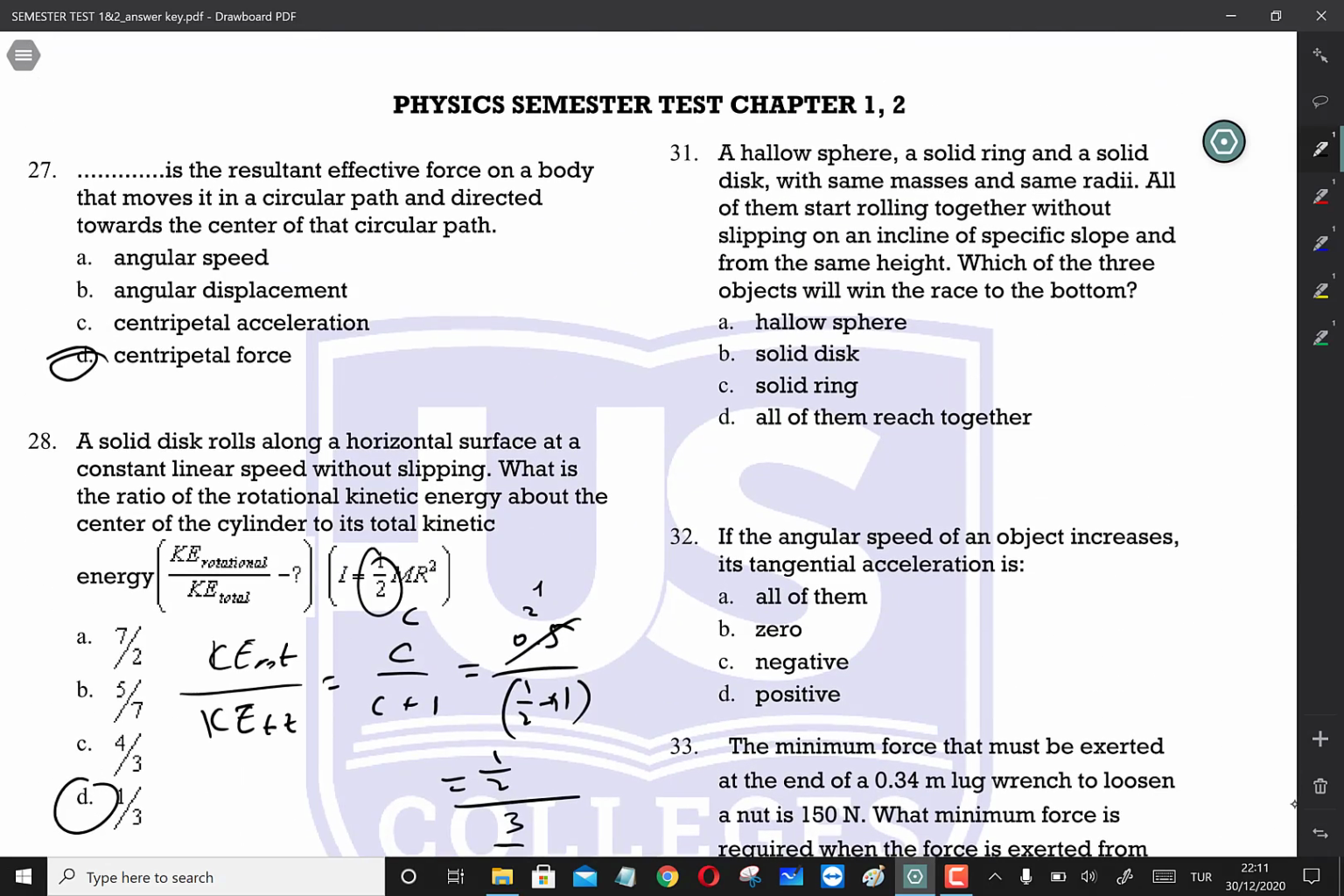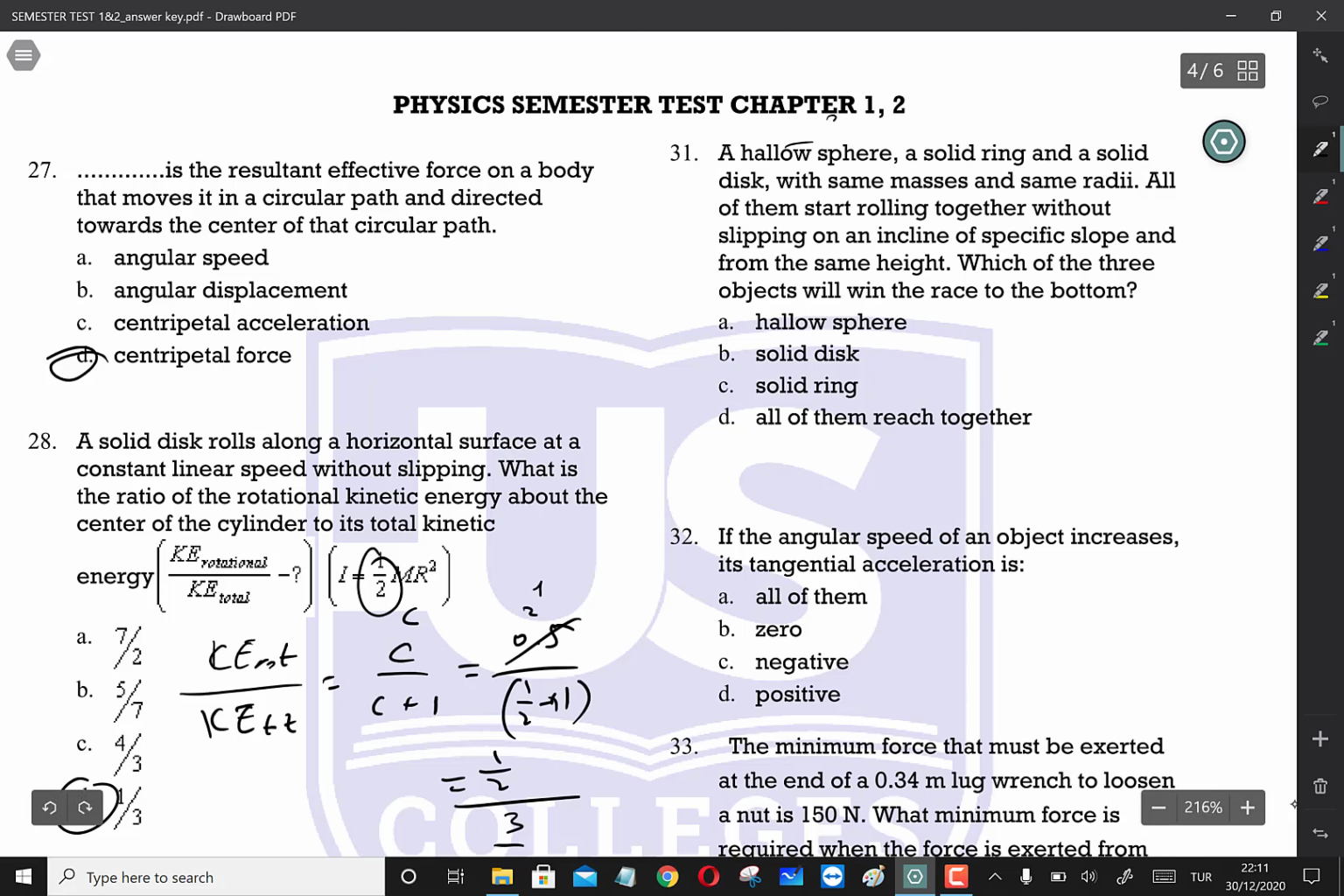A hollow sphere, a solid ring, and a solid disk with the same mass and similar diameter all start rolling together without slipping on an incline of the specific slope, from the same height. Which of the three objects will win the race to the bottom? The one which has a smaller coefficient of inertia.